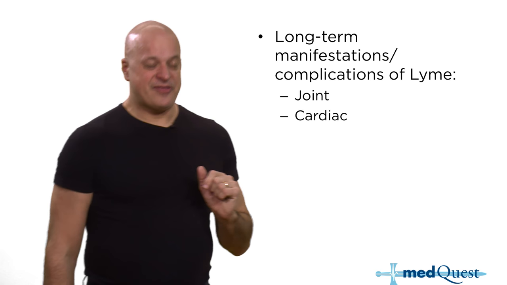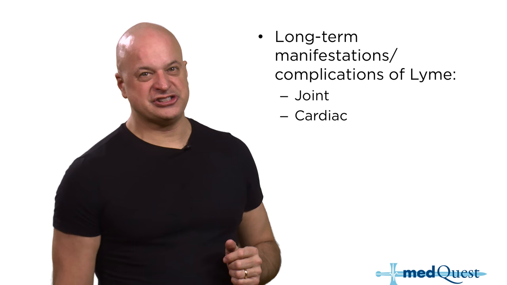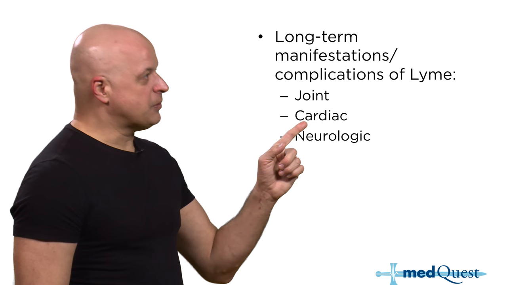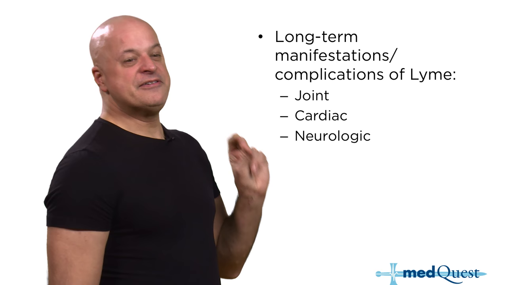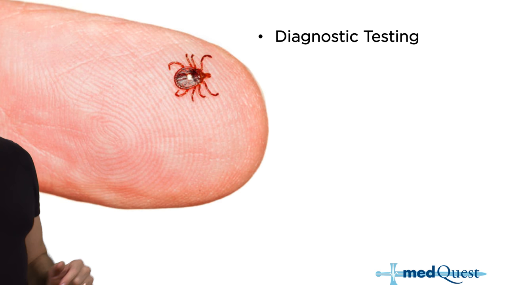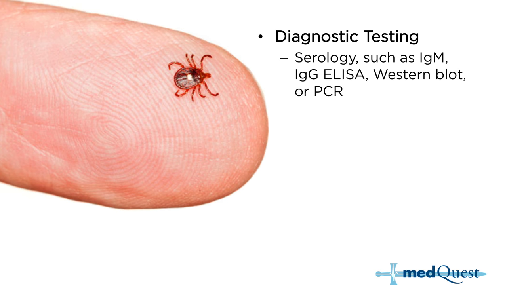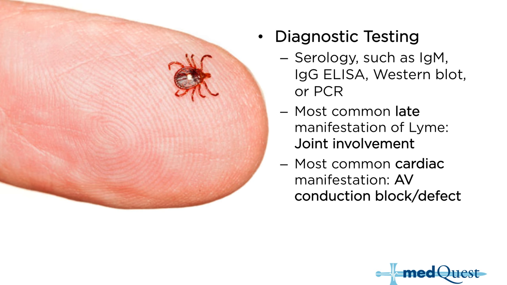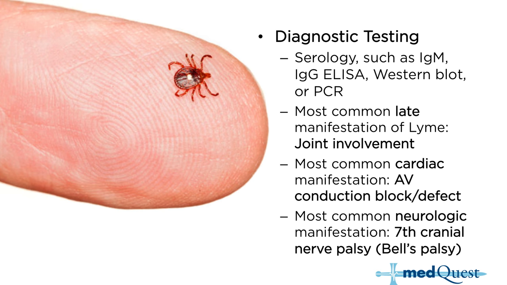For cardiac, any cardiac lesion should get intravenous ceftriaxone. Confirm with serology. AV block is the most common cardiac abnormality. Neurological, the most common neurological abnormality with Lyme is facial palsy. See that tick? It's so small, so that's why we're not going to use prophylaxis most of the time. Serology, IgGs, ELISAs, and Western blot confirm it. You use oral therapy for the rash, the joint, and the facial, and for cardiac Lyme or CNS Lyme, we're going to use intravenous ceftriaxone.